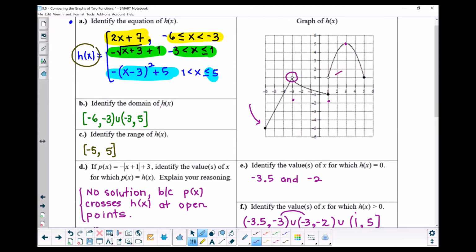Or we can't use this endpoint of 1 if we start it and move to the right of it. We could use this endpoint if you were coming in from it from the left, though. I know that kind of seems a little confusing, but that's the way that it's thought of.